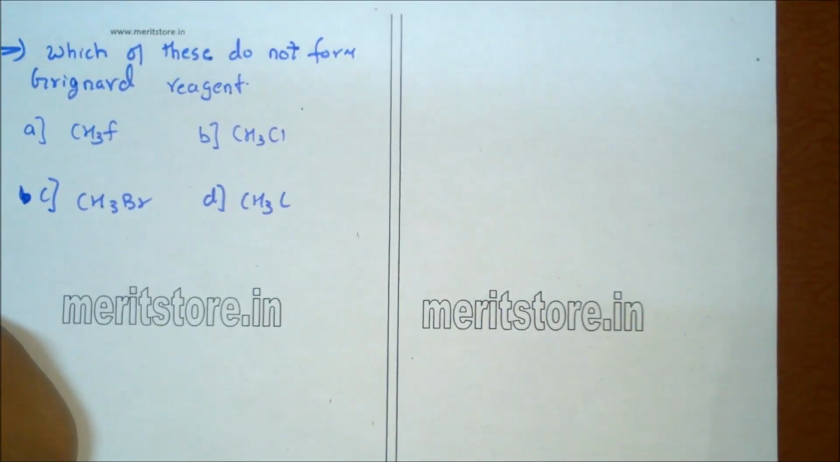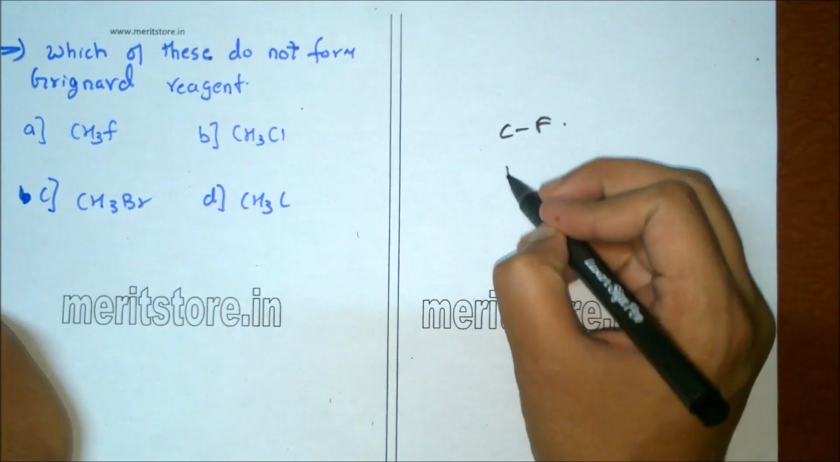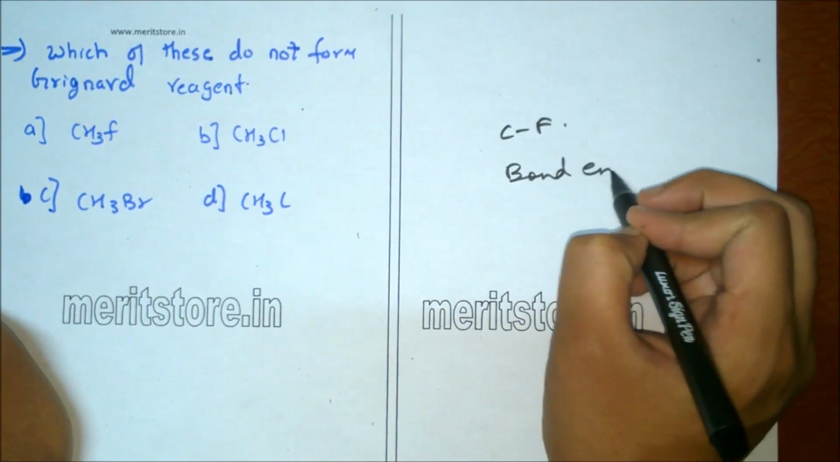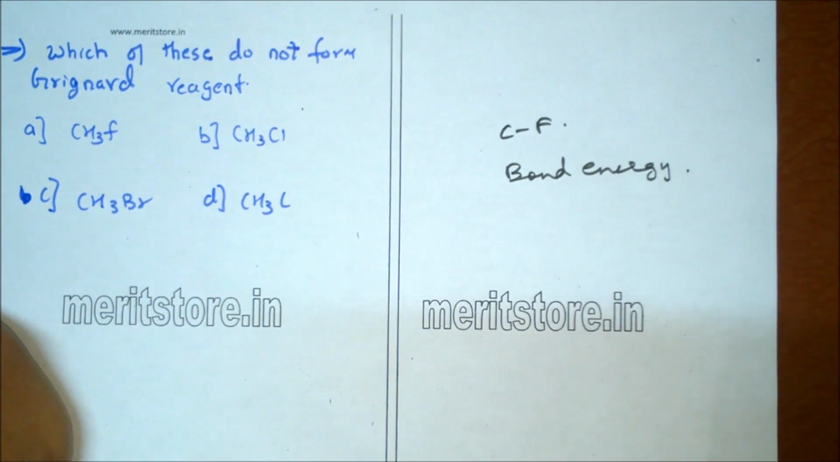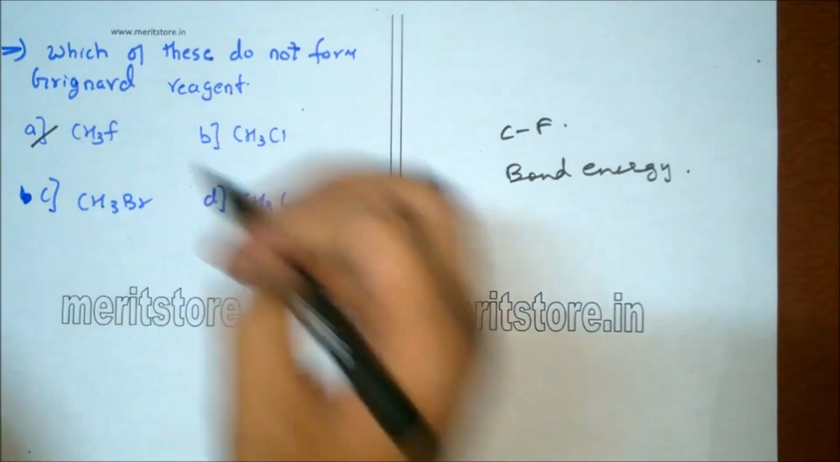Which one of these does not form a Grignard reagent? A CH3F, B CH3Cl, C CH3Br, D CH3I. The C-F bond, that is the carbon fluorine bond energy, is maximum. To break this bond, the energy required is maximum as compared with other alkyl halides. CH3F is less reactive to form a Grignard reagent with Mg, so option A is the correct answer.